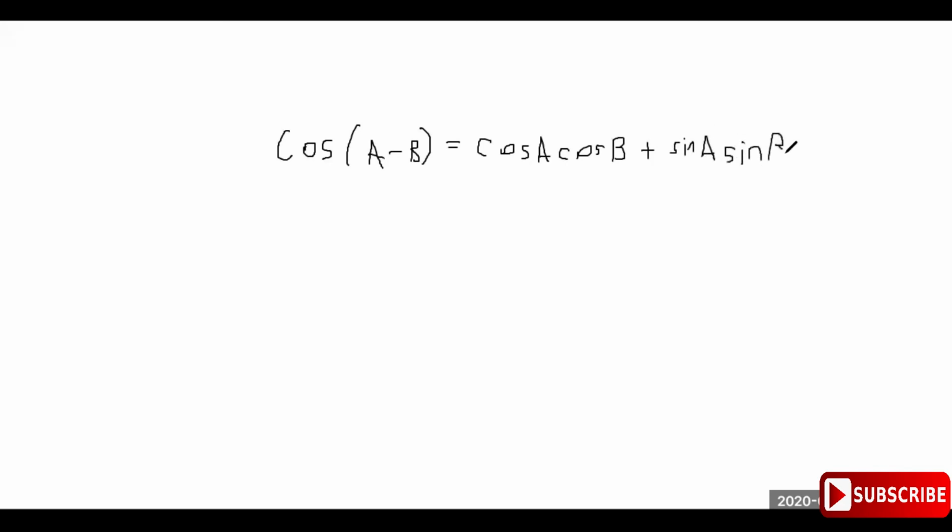Now, if you were to multiply this by r, let's multiply it by some r. So I'm multiplying it by r. It's going to be r cos a cos b plus r sine a sine b. Agreed? Very good. So r cos a cos b plus r sine a sine b.